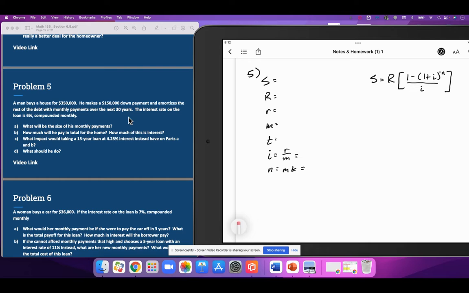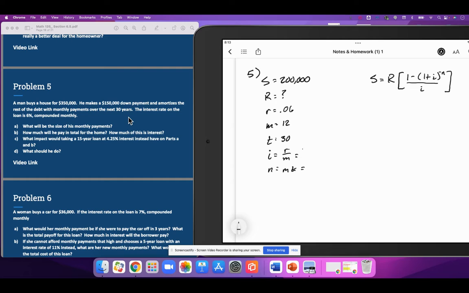And so we need to recognize, first of all, that he is not borrowing $350,000. He's borrowing $200,000 because he made a $150,000 down payment. So our amount borrowed here is going to be 200 grand. The payment, we don't know. The rate that he's getting this at is 6%, paid monthly, and over 30 years.